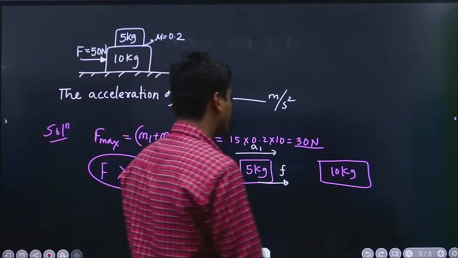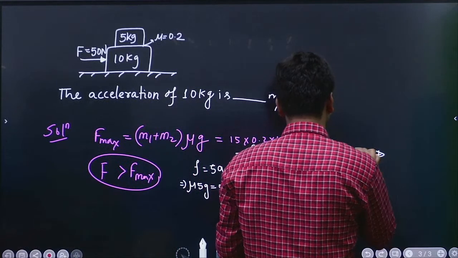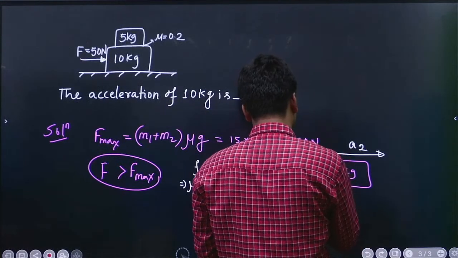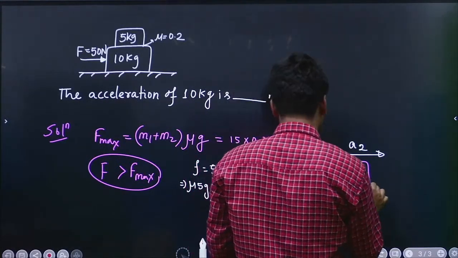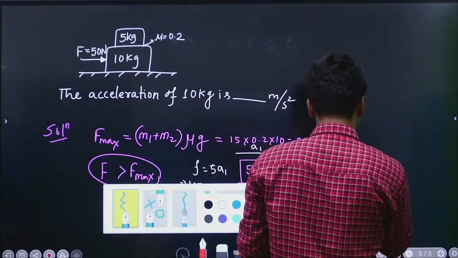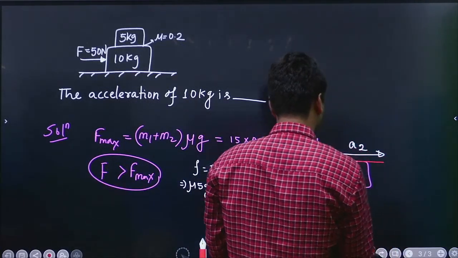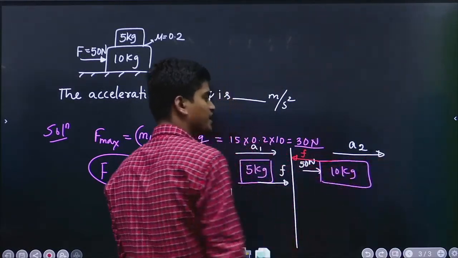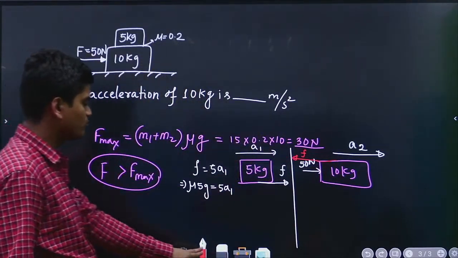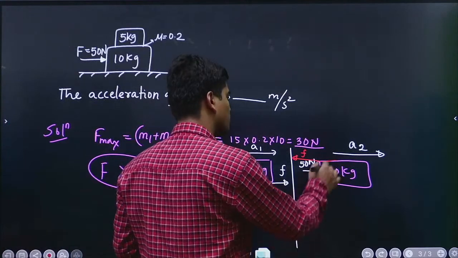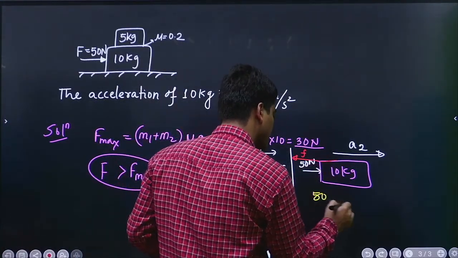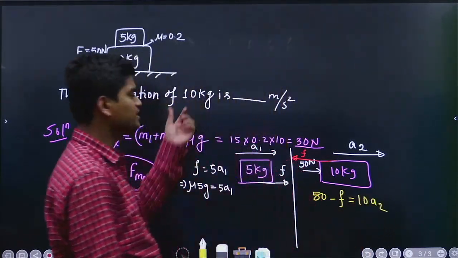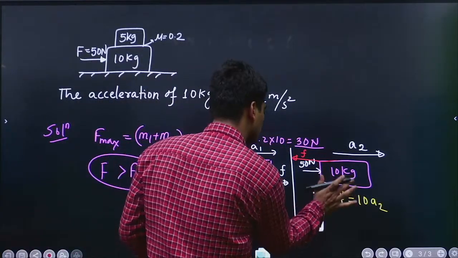Now for the 10 kg you come. For the 10 kg, what is happening? This is your acceleration A2, and here the force acting in this direction is F, that is your 50 Newton, and the frictional force is acting in the opposite direction, right? It is moving in the A2 direction. Now to find the acceleration, just apply Newton's law. So 50 minus F equal to 10 into A2. They are asking about the 10 kg block.